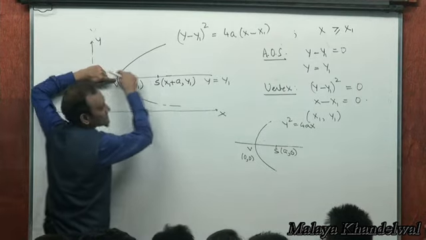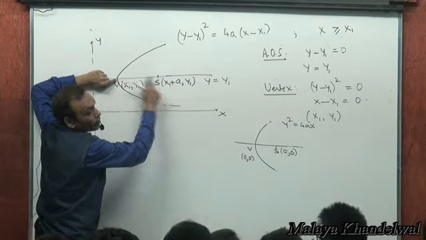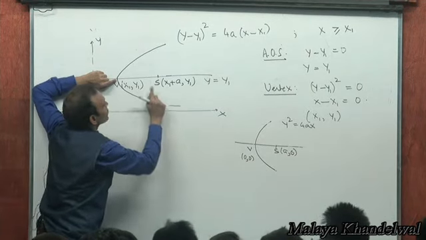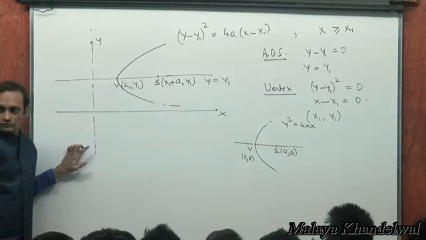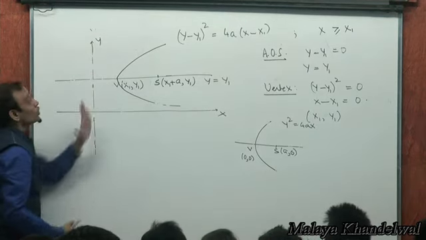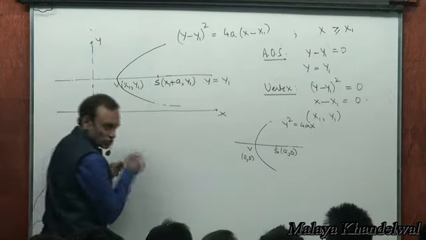So if this is the vertex, this is the axis of symmetry, then the focus would be a units away from the vertex on the axis of symmetry. So if this is x1, this would be x1 plus a comma y1. Yes or no? And the directrix would be perpendicular to the axis of symmetry.